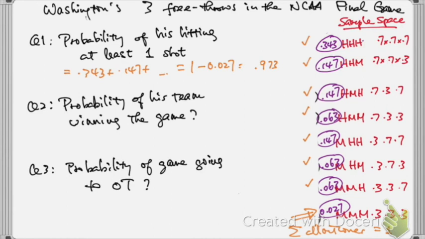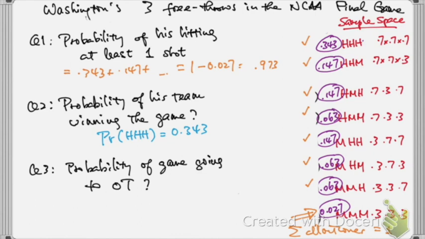Now let's take a look at the second one. It says, what is the probability that his team wins the game? Now remember, the scenario says that they're down by 2 points. So if they're down by 2 points, the only way he can win the game would be by winning 3 points. That means he has to make all the baskets. So that would be the same as the probability of HHH, and that would be 0.343. So the probability of his team winning the game would be 0.343.